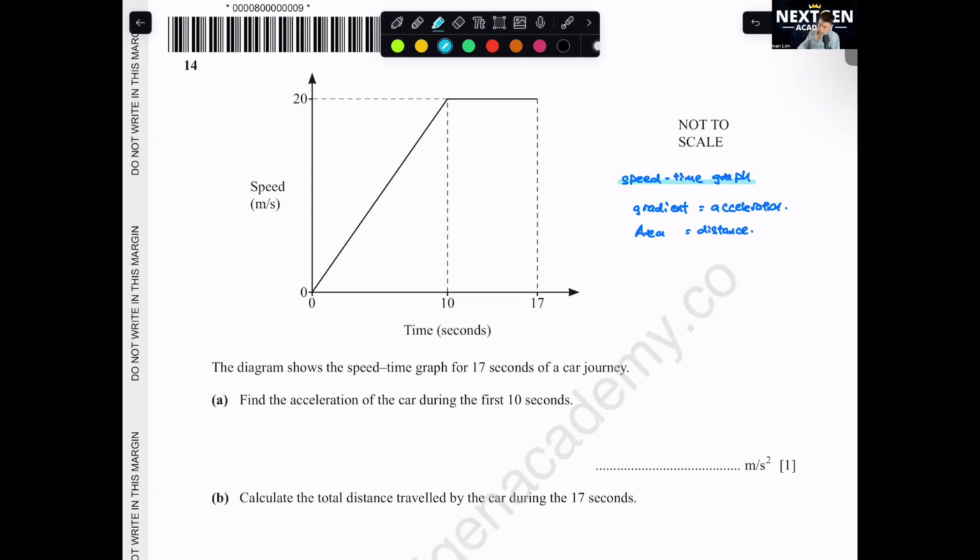Acceleration. So we want to find the gradient of the first 10 seconds. How do we find the gradient? You just need to take y2 minus y1 over x2 minus x1. This one is easy to calculate because it's 0, 0 and this one is 10, 20. So a equals y2 minus y1 over x2 minus x1, 20 minus 0 over 10 minus 0, which equals 2.